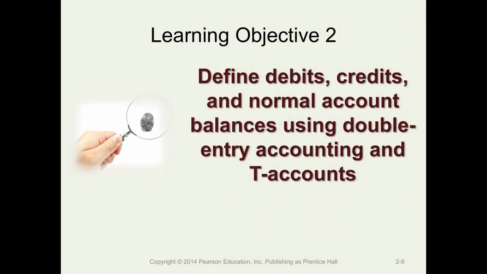Continuing with Chapter 2, we're now going to cover Learning Objective 2 or Module 2. Here we're going to look at the rules of debit and credit and normal account balances using a double entry system. We're also going to introduce a new way to record business transactions, and that is to use a ledger account or a T account. A T account is an informal ledger account.